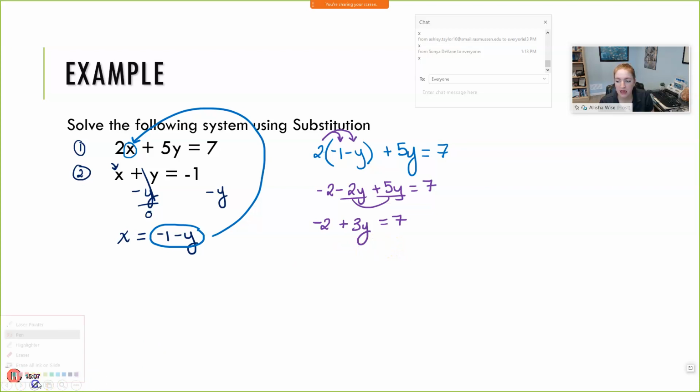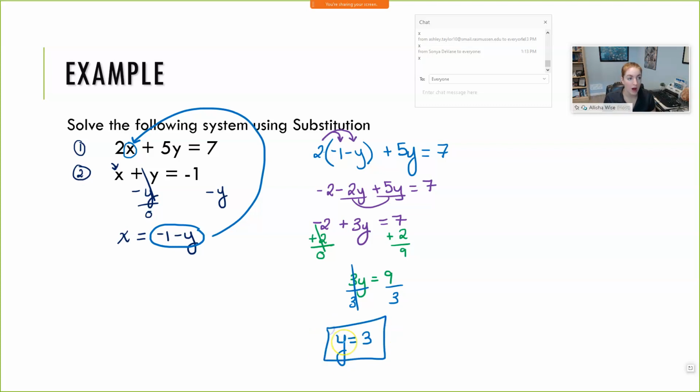Okay. Now that we have each side simplified, let's go ahead and get rid of that constant. The opposite of subtracting is to add. So it looks like we have 3y equals 9. Divide both sides by 3. You have your first variable, y equals 3. Am I done? No, we have to solve for the other one.